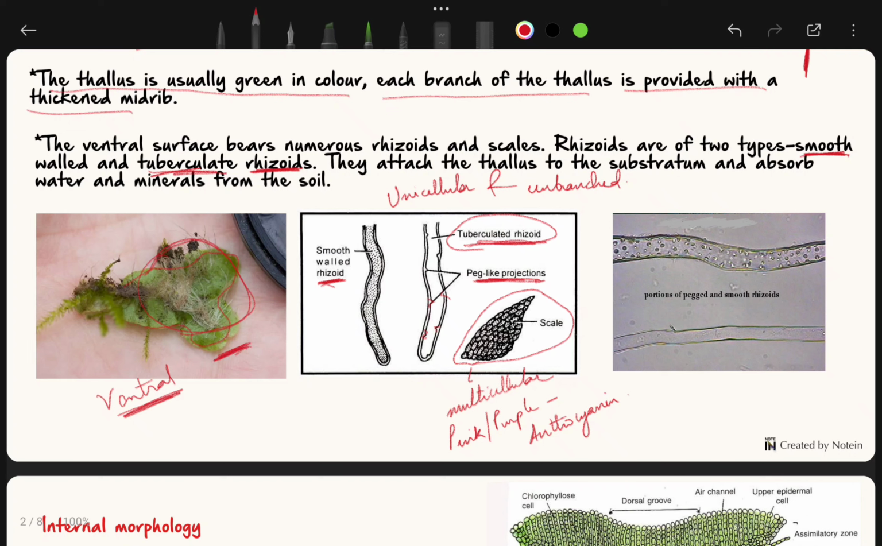Okay, so they help the plant to anchor to the soil, or to the bark of the trees, or on the walls. And this is how the rhizoids look under a microscope. This is a smooth-walled rhizoid. And this is a tuberculate rhizoid. Okay, so these are the bag-like projections. These dot structures are the bag-like projections in the tuberculate rhizoids.